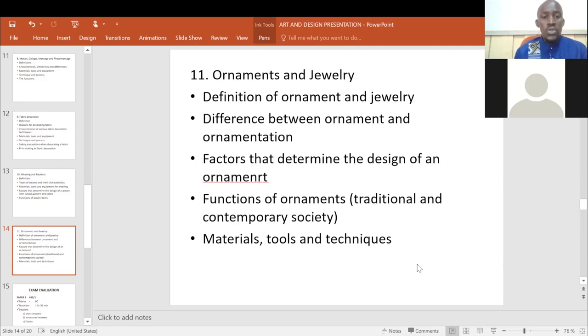The candidates must also understand the difference between a jewelry and an ornament. The two words are used together or concurrently, but they have a difference. So let the candidates be able to tell the difference between an ornament and a jewelry, and what is the common term that is used to refer to them.